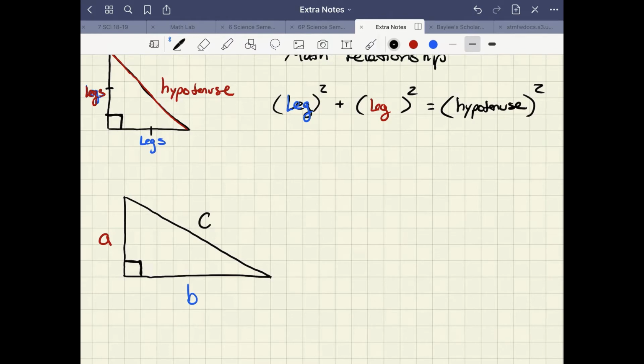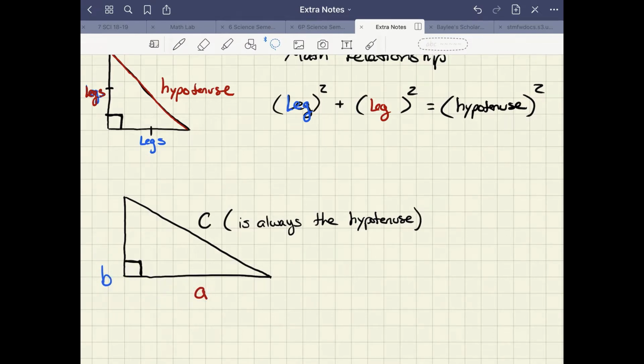Now, C is always the hypotenuse, or longest side. C is always that. A and B, well, you can move them around if you want. You could park A there and you could park B there. It really doesn't matter which leg is A and which leg is B. Historically speaking, if you do have legs that are different lengths, A would be the shortest, B would be the middle, and C the longest.